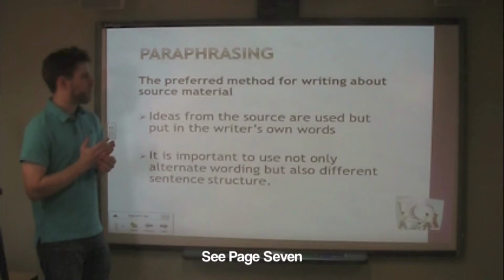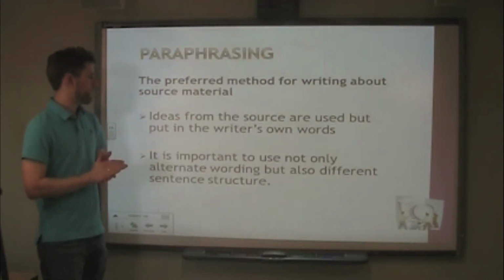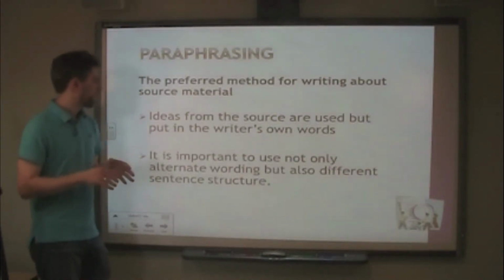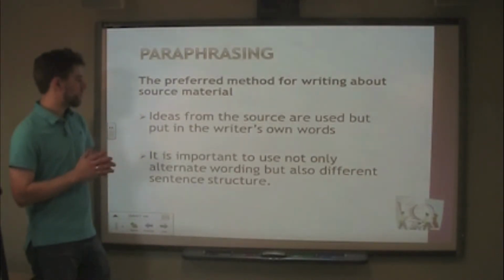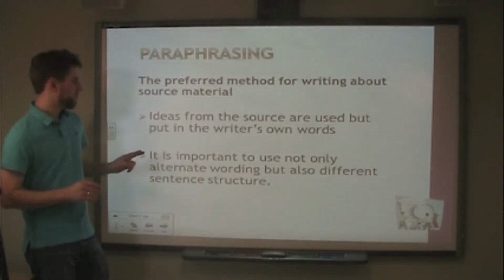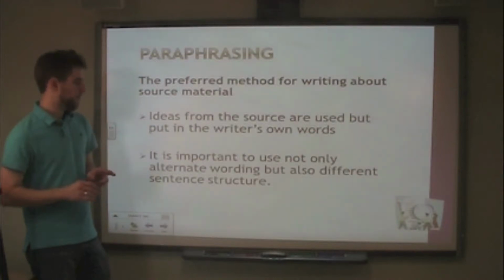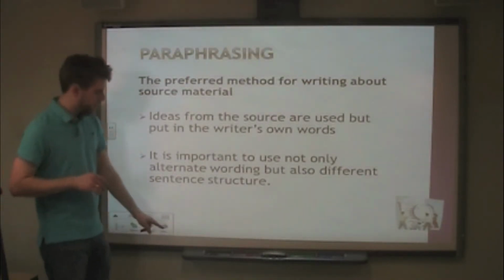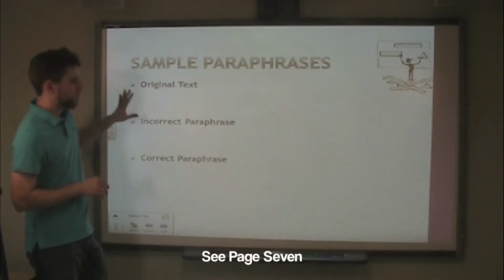Paraphrasing. The preferred method for writing about source material. A paraphrase is about the same length as whatever you are paraphrasing. So ideas from the source are used but put in the writer's own words, and this is very important. It is important to use not only alternate wording, but also different sentence structure. And we'll get into that on the next slide. So here, we're going to give you an example.